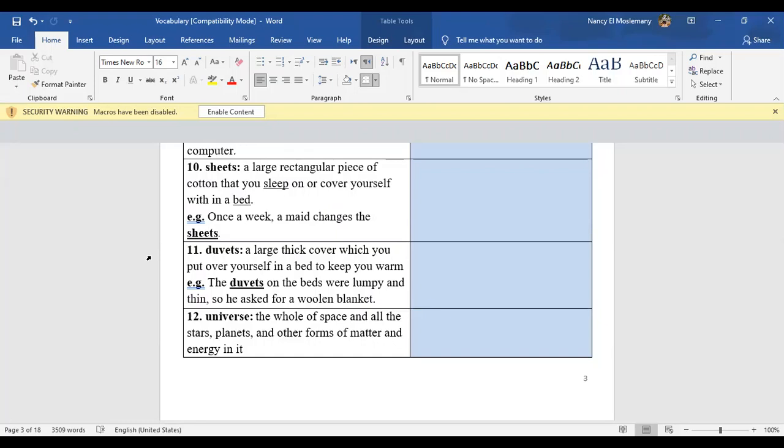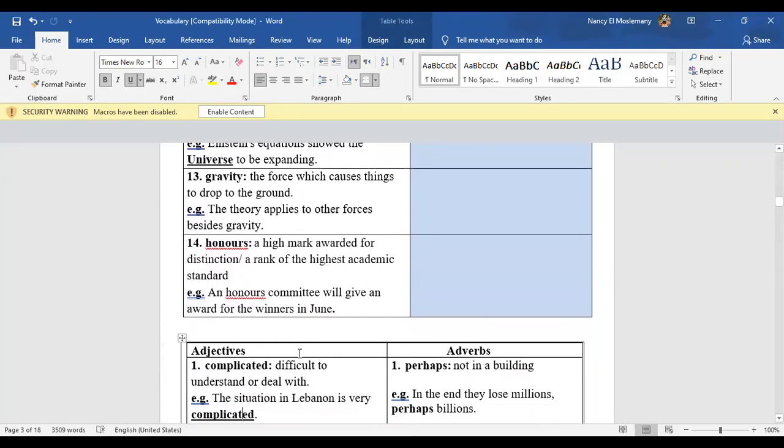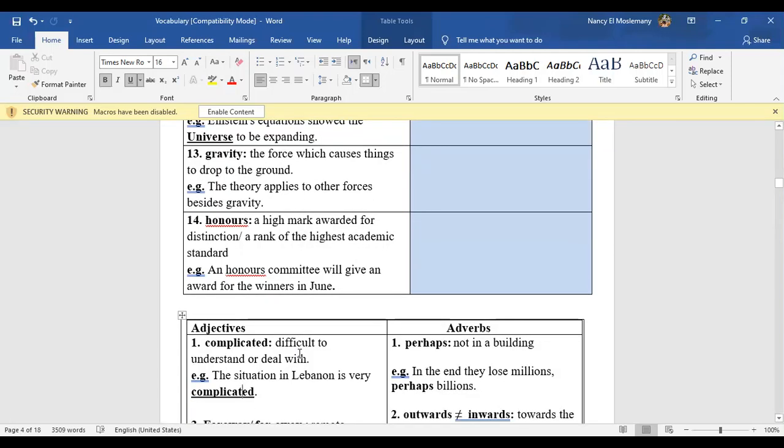Number 12, we have the word universe. The universe is the whole space and all the stars and planets, everything actually that we can see there is called universe. Okay, now number 13, we have the word gravity. Gravity here, this is the force which causes things to drop to the ground. When you drop a pen or a pencil, it falls to the ground because of gravity. This is the force that attracts things down, actually.